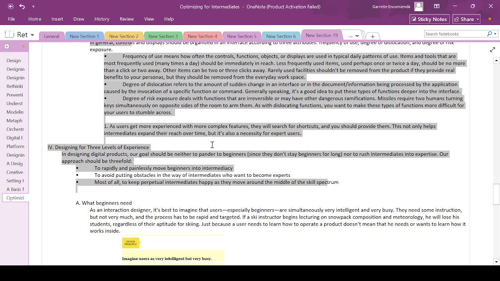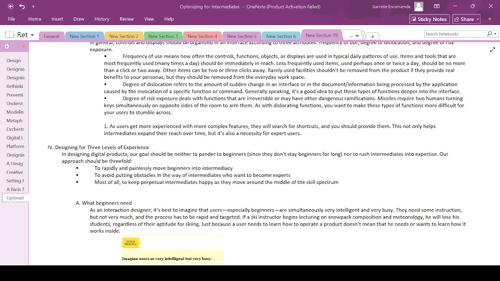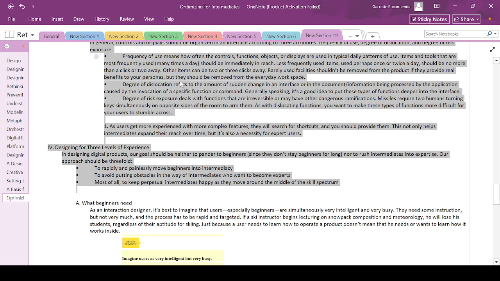Degree of dislocation. So this is like in OneNote and Word, where there are different views for Word in the bottom bar. So there's a layout change, and you want to minimize that. This degree of dislocation refers to the amount of sudden change in an interface, in the document or information being processed by the application, caused by the invocation of a specific function or command.